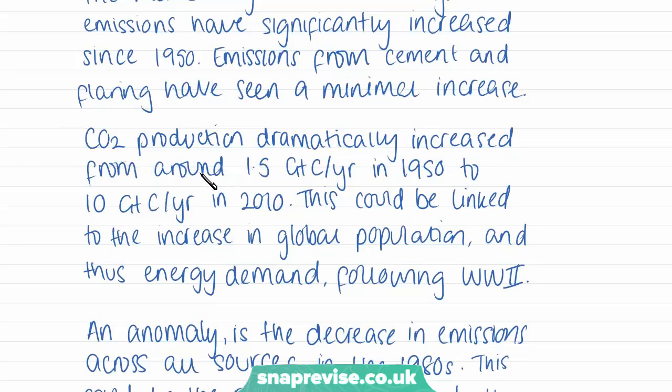So I've said CO2 production dramatically increased from around 1.5 gigatons of carbon per year in 1950 to 10 gigatons of carbon per year in 2010. So yeah, I'm using data really specifically. This is something you really need to do. This could be linked to the increase in global population and thus energy demand following World War I. So here I've taken the data and I've analysed it.